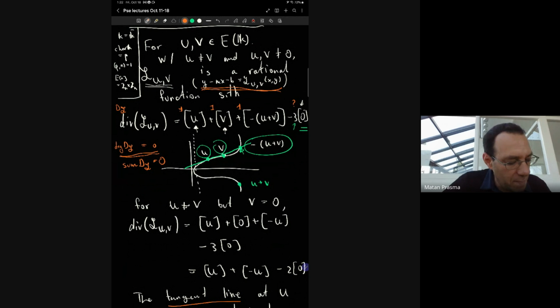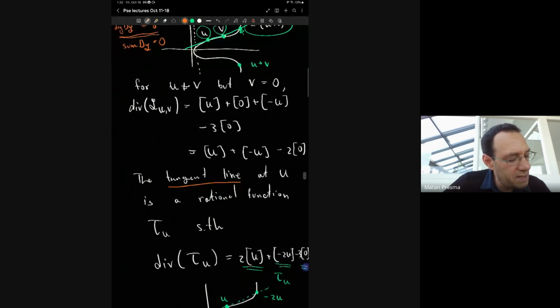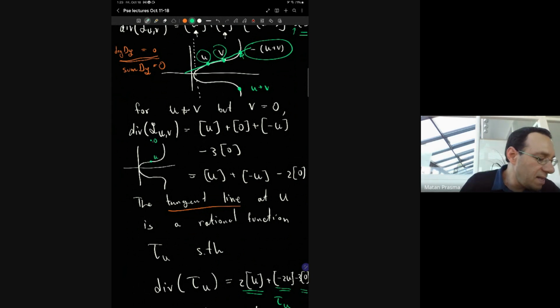This is one typical example, but we can also do the edge cases. If I take U distinct from V, but V equals O, then for the line that I'm considering, it's useful to have a picture. I have my curve, and this is, let's say, U. And here is the point at infinity, O. I'm considering the line between U and O. The line between U and O is going to intersect the curve in another point, namely minus U, and that's it. It's not going to intersect the curve in any other place. It's going to be a vertical line, right?